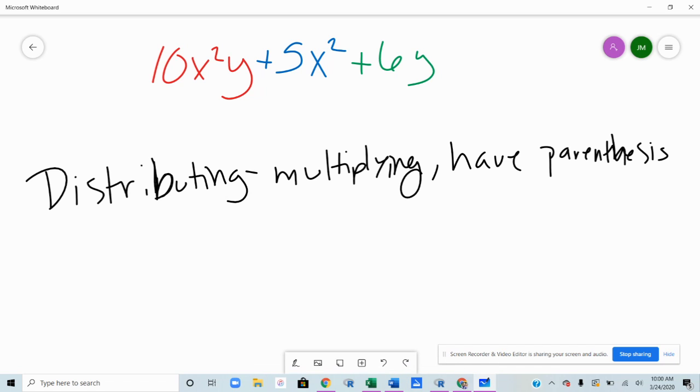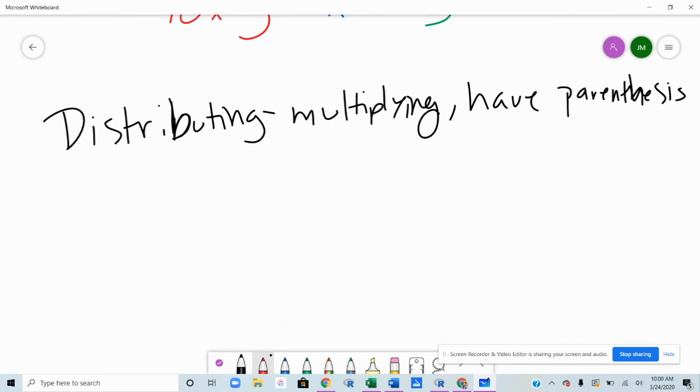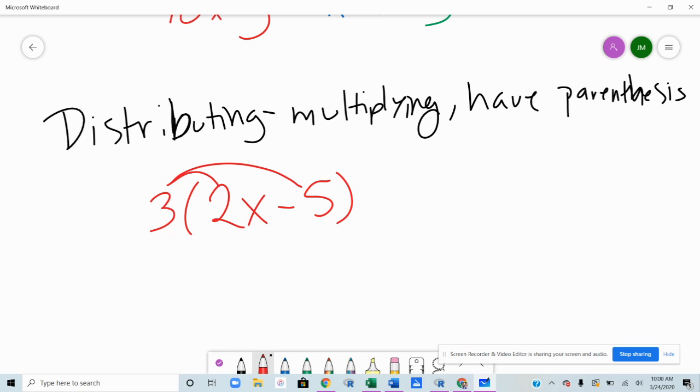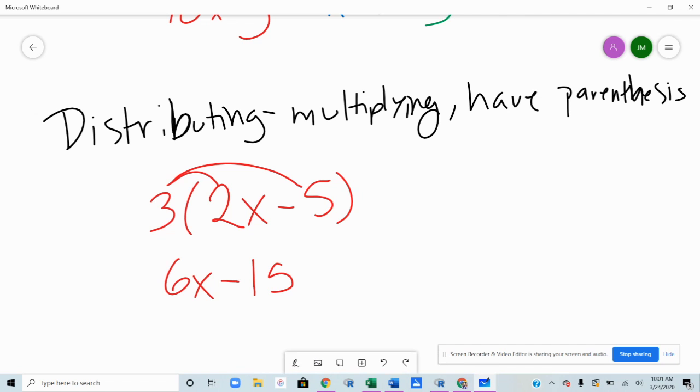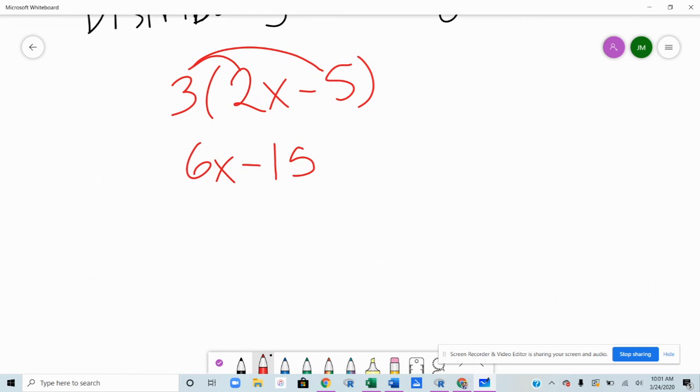So we'll go through just a quick example, and then we'll go through and we've got to combine like terms also. So maybe I have 3 and then 2x minus 5. This is distributing. You're going to distribute that 3 to all your terms. So 3 times 2x will give you 6x. 3 times negative 5 is negative 15. Okay, so there's a simple example of just doing some distributing. But now let's do an example where we have to distribute and then maybe combine some like terms.